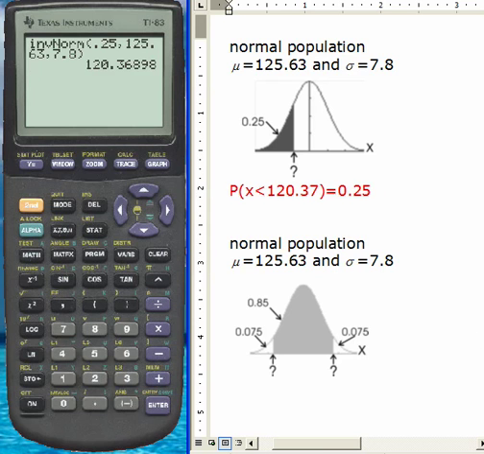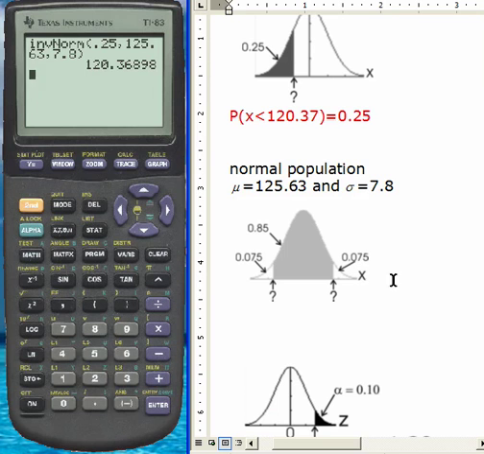All right, let's look at another one. Now in this case, we're looking at an area that's centered in the middle. This is the middle 85% of the population. We want to find the lower bound and the upper bound that contains this middle 85%. So I'm going to use the inverse norm twice. Once to find the lower bound, and again to find the upper bound. So let's start with the lower bound.